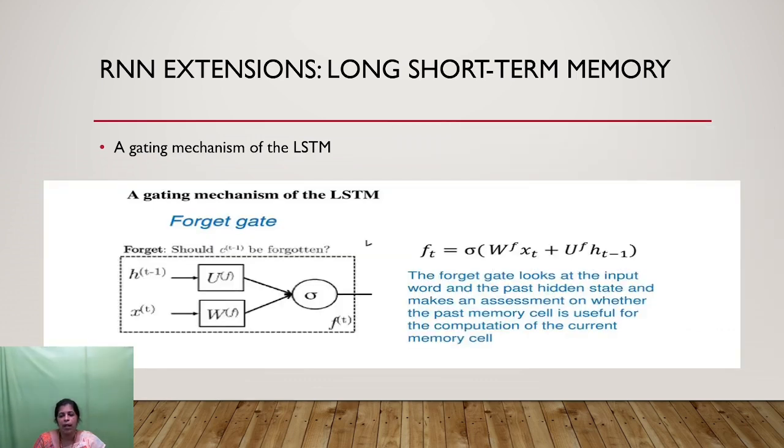So the forget gate looks at your input weight as well as your past hidden state and decides whether you need this past memory. If you are getting the residue of h_(t-1), whether you have to forget the past one or else you have to keep it. So that's the function of your forget gate.